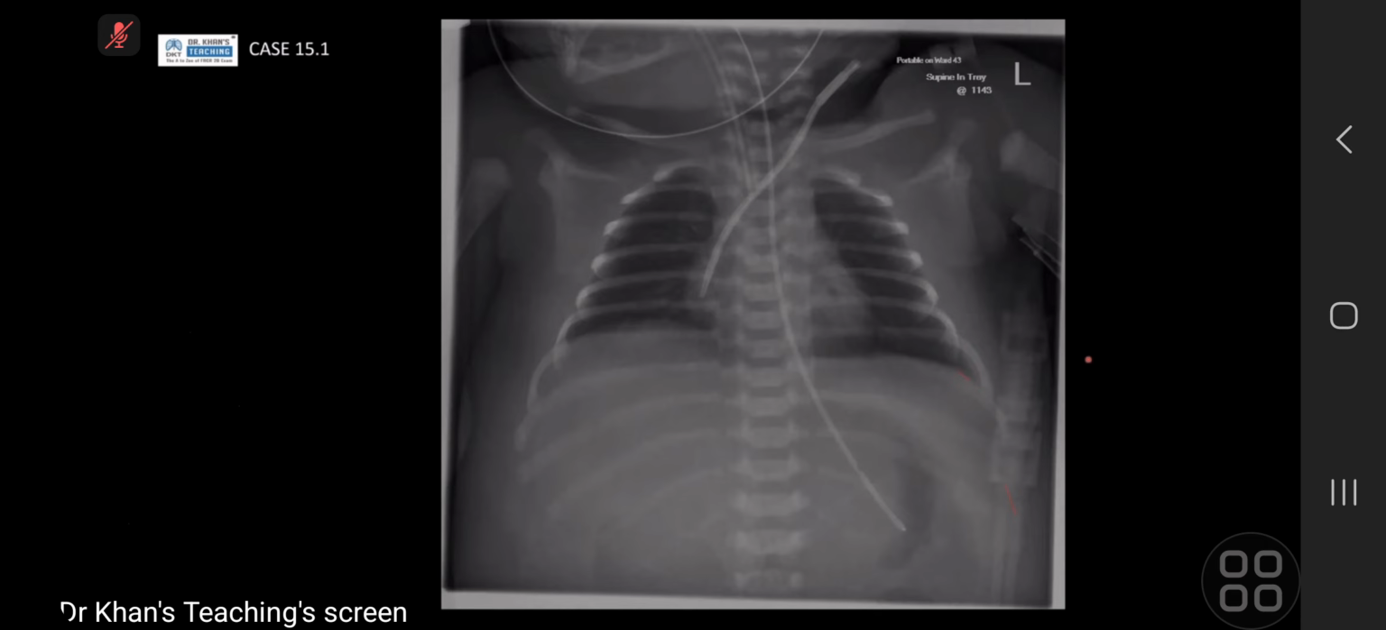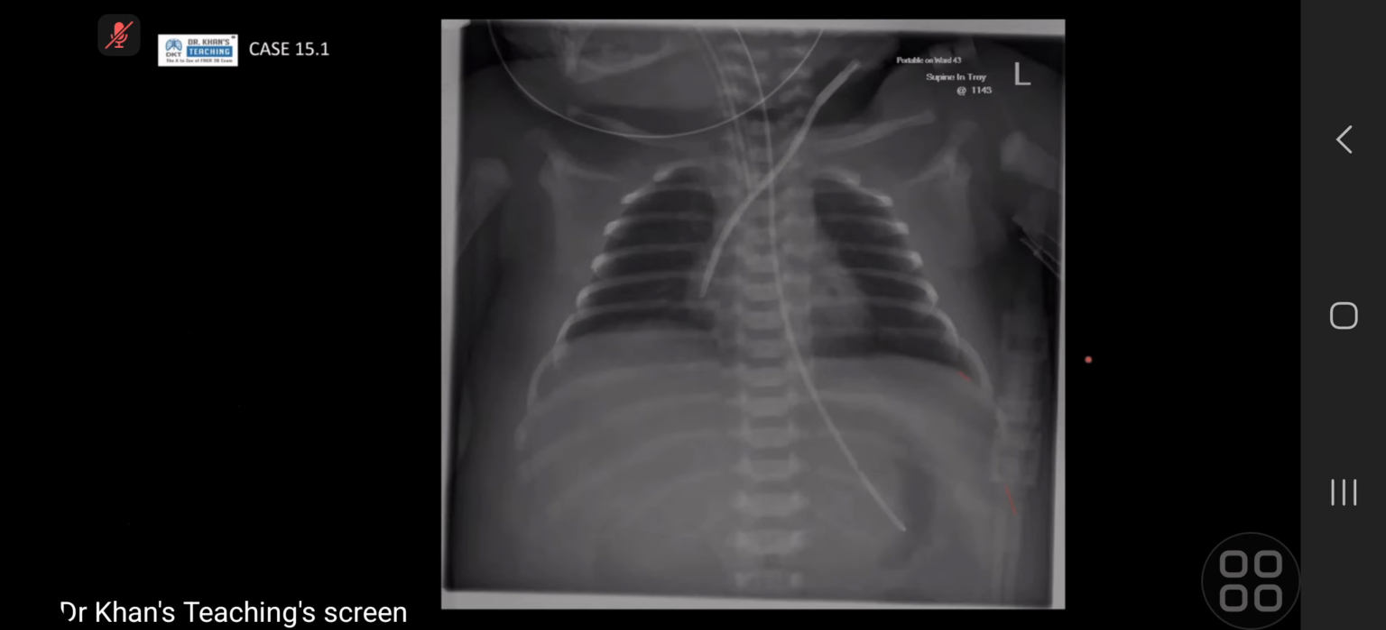Okay, this is a frontal chest radiograph of a mature infant. The first thing I see is the nasogastric tube going to the stomach gas bubble, so it is in normal position. Also, the endotracheal tube is in proper position, just above the carina.